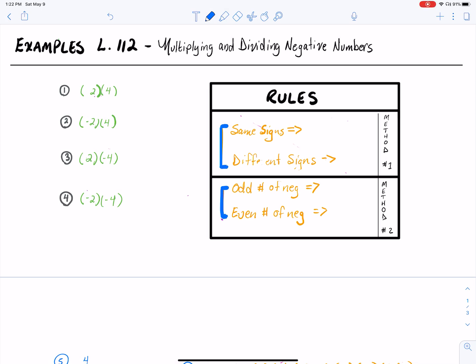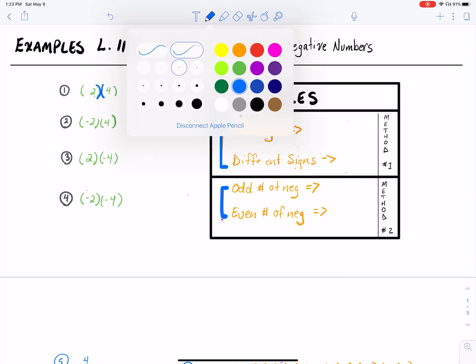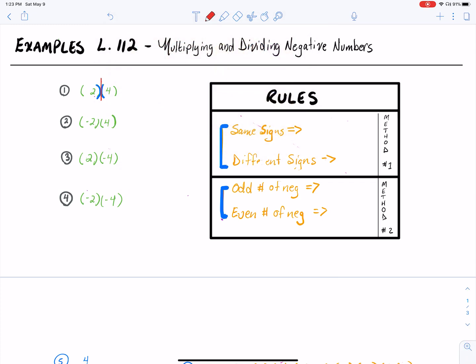This is lesson 112. We will be multiplying and dividing negative numbers. Now, the first thing we need to do is make sure you can tell when it's multiplication or if it's addition or subtraction. What I do is I look at these parentheses and I look to see if there's anything in between them. If there's nothing in between them, they're telling me to multiply.